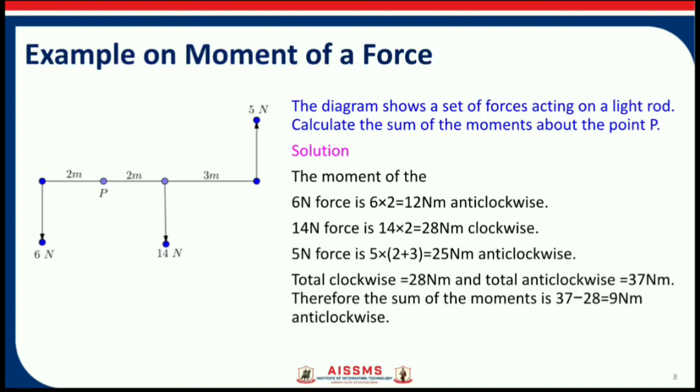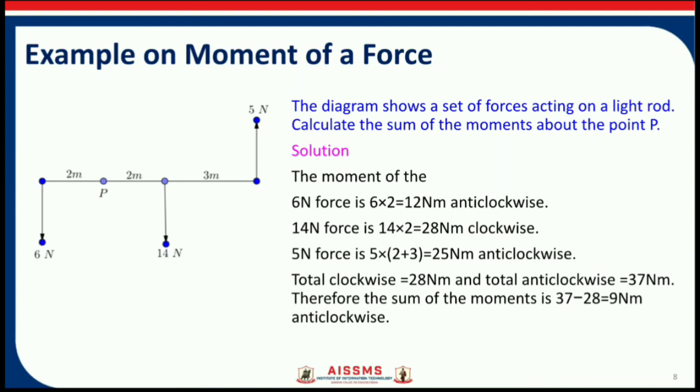Now we'll see an example on moment of a force. In the diagram, we can observe a different set of forces are acting, and it's an unlike parallel coplanar system of forces. So we need to compute the moment of all these forces about the point P. So moment of this 6 Newton force about point P is obtained by multiplying 6 into the perpendicular distance, that is 2. Now as we can observe, already the forces are acting at perpendicular distances to the moment center. So simply we need to multiply 6 into 2, and this moment is going to act in the anti-clockwise direction.